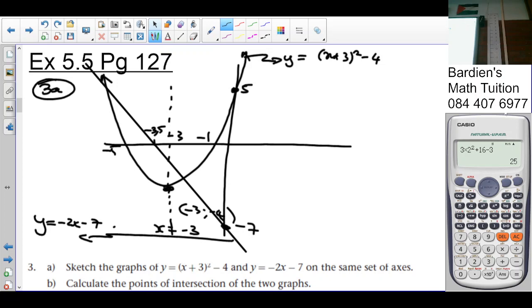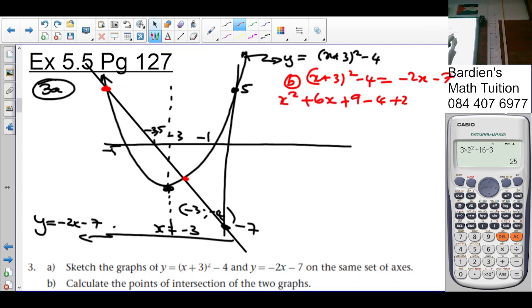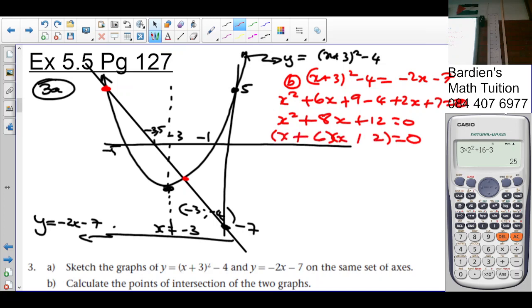The question says calculate the points of intersection of the two graphs. So there are 2 points of intersection. There is one and there is one. Not so? How do you work out the points of intersection? You set the 2 graphs equal to each other. So (x plus 3) squared minus 4 is equal to negative 2x minus 7. You multiply this out, I get x squared plus 6x plus 9 minus 4 plus 2x plus 7 equals 0, which gives me x squared plus 8x plus 12 equals 0. So that gives me (x plus 6)(x plus 2). Not so? So x is negative 6 or x is negative 2.